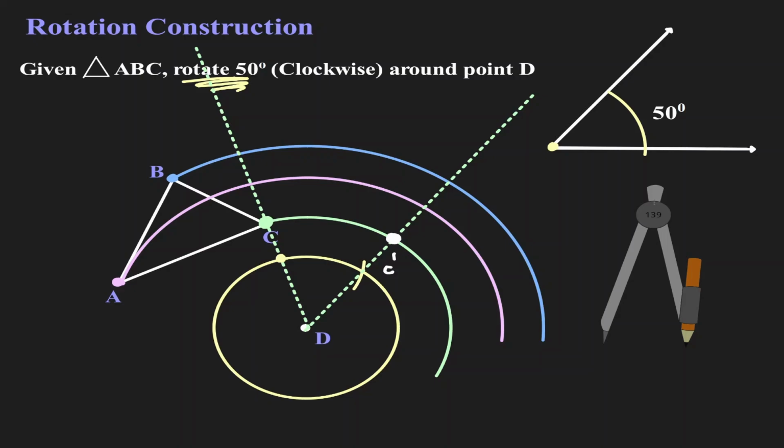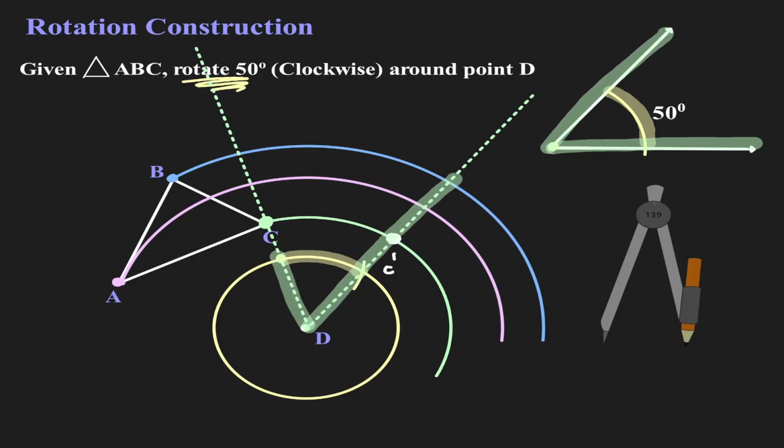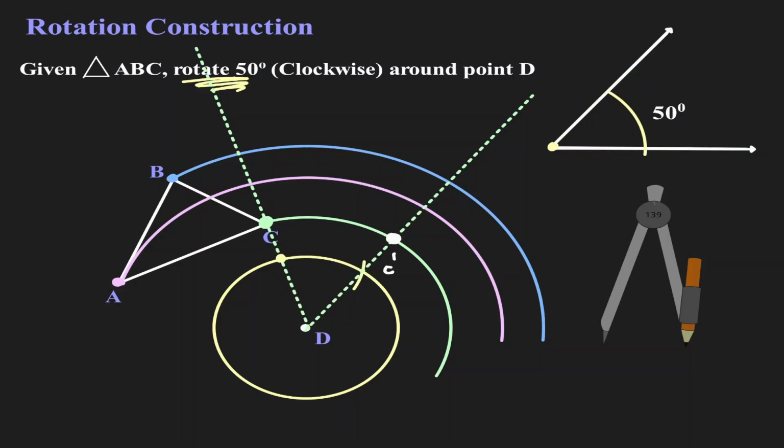Let's understand what we have done here. All that we have done is construct a congruent angle. This is the arc of 50 degrees, so you can think about it as being this section. The bottom leg of that angle is this leg. And the upper leg of this angle is this leg. So let's repeat this construction, but now with point A.